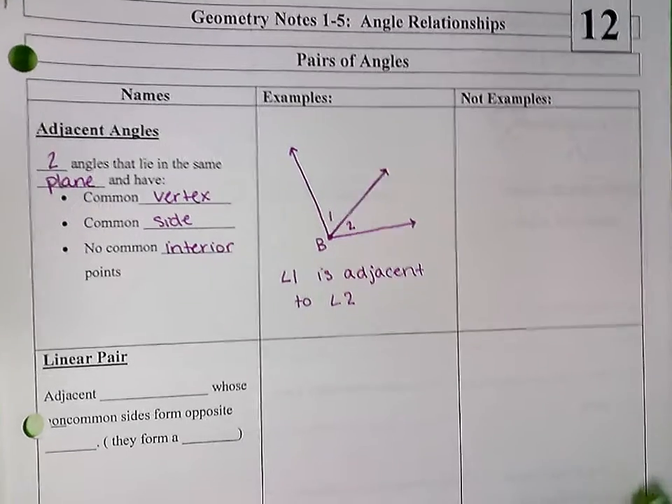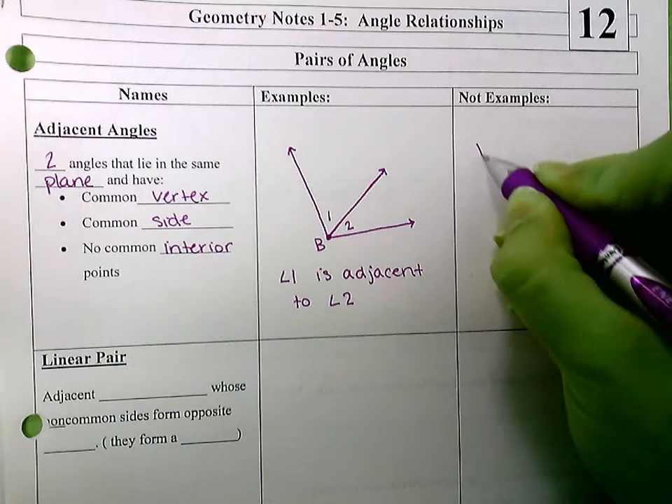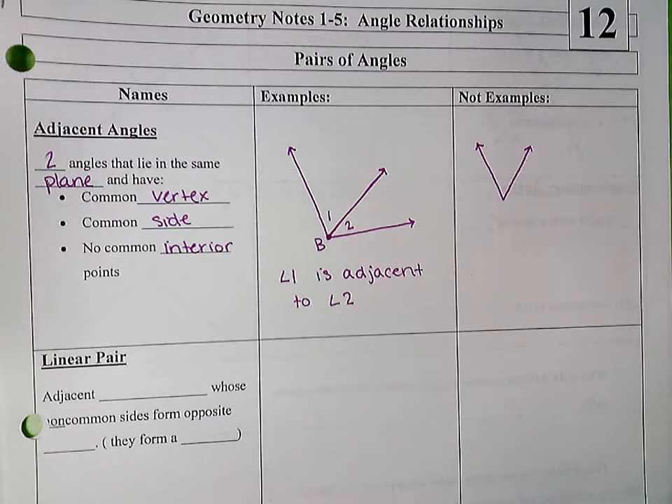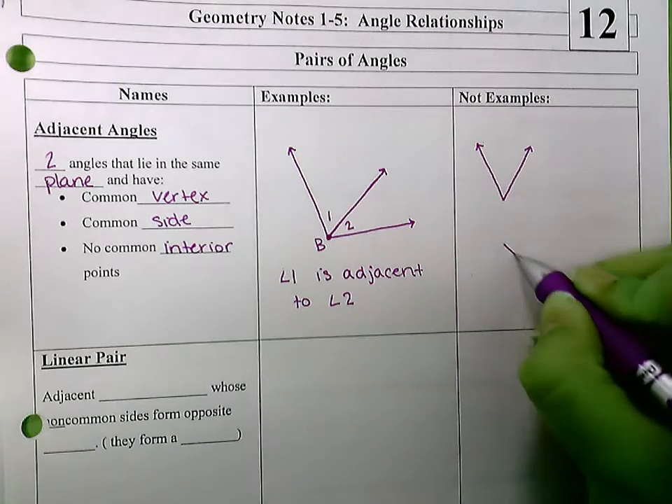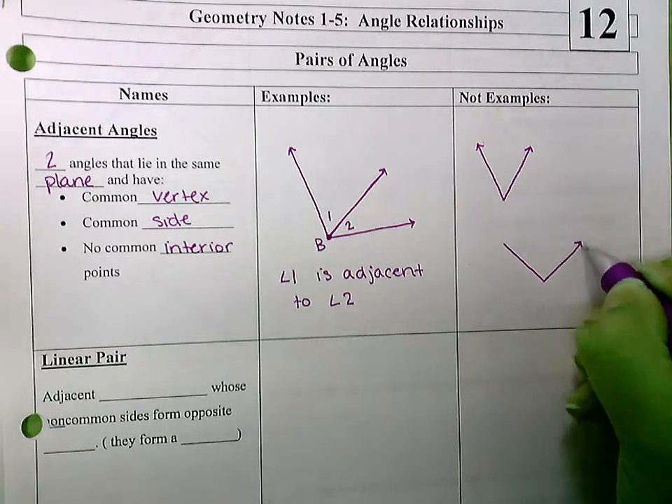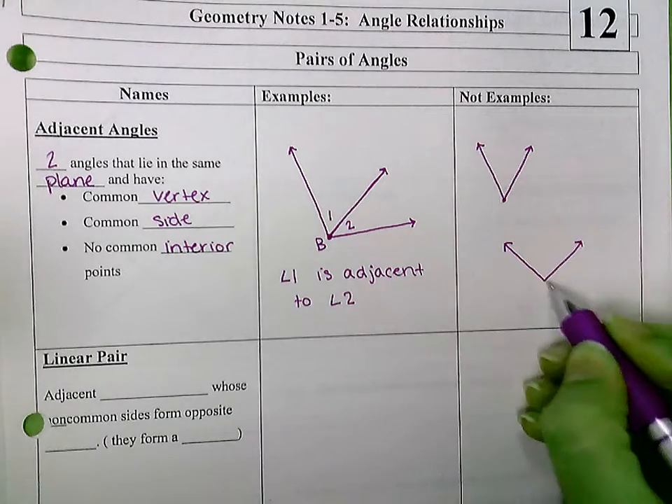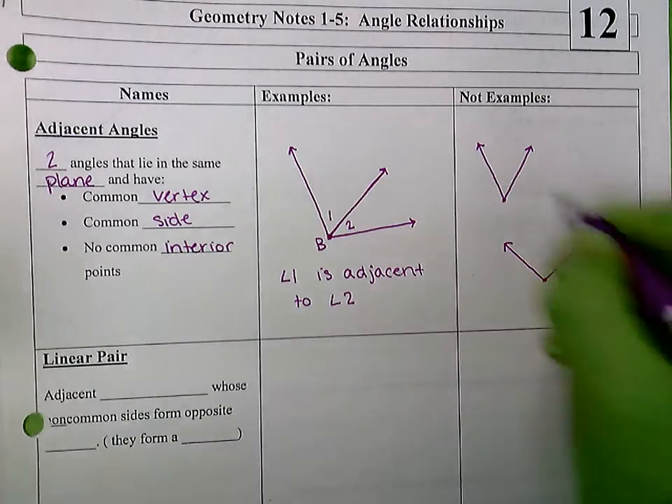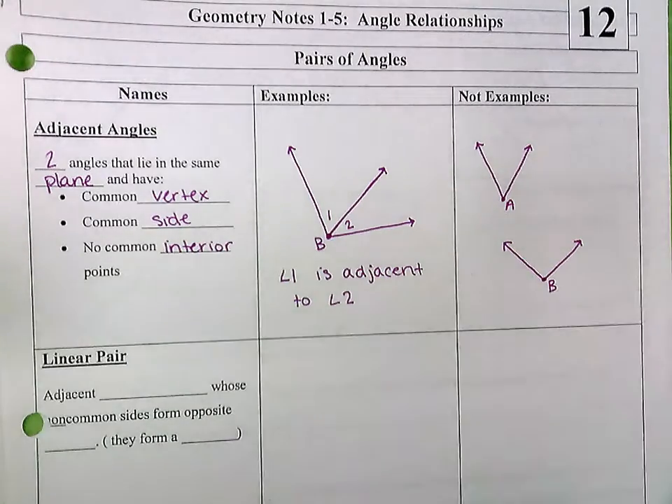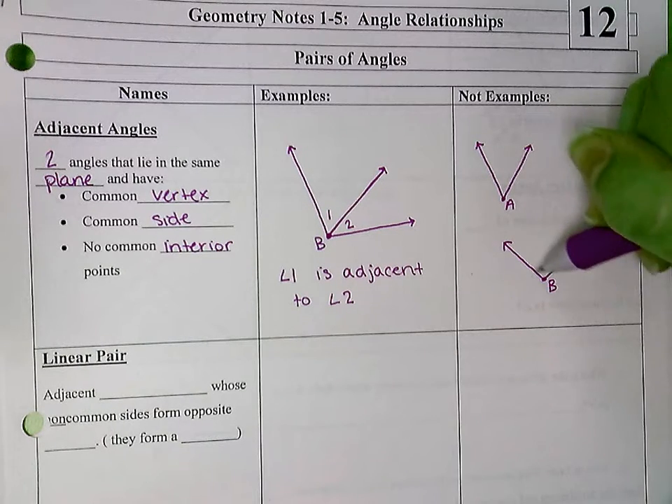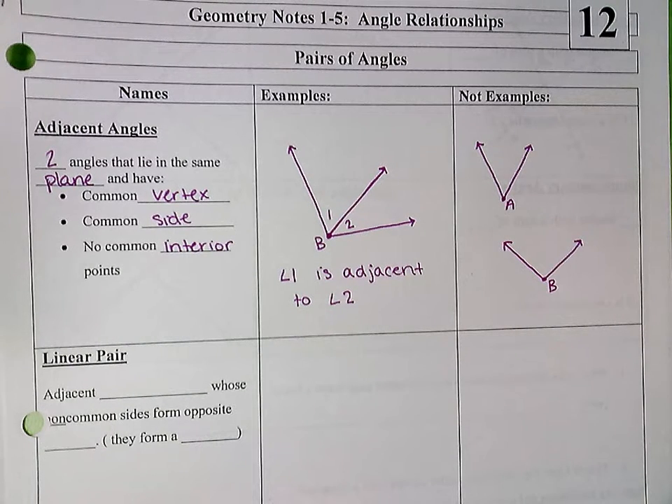A non-example of this: if I had an angle here and say another angle floating over here in the same plane. Those are two different angles, but they don't share a common vertex, so your vertices are different. This one we can label A and B, different vertices, and they don't share that common ray. Make sense?